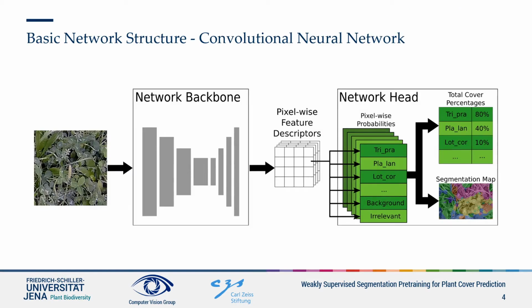The basic approach we utilize here is the one we already introduced in a previous paper, and this approach basically comprises a neural network with two parts. The first part is a network backbone or feature extractor, which gets as input a plant cover image and outputs pixel-wise feature descriptors. These feature descriptors are then used by the network head, which calculates the pixel-wise probabilities of each plant species, which are then aggregated into the total cover percentages, and the network head also generates a segmentation map for each image, where the user can also check the correctness of the results.